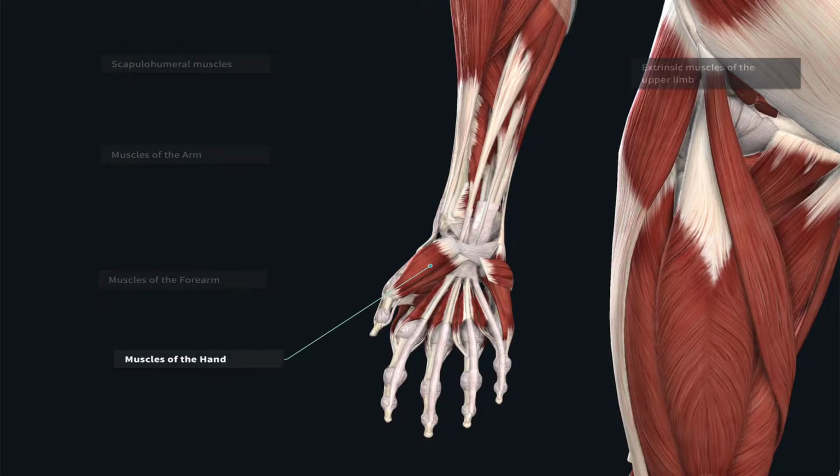The last muscles we're going to take a look at are going to be the muscles in the hand itself, which will be subdivided based on if they affect movement of the thumb or the little finger, or collectively affecting the different digits within the hand.